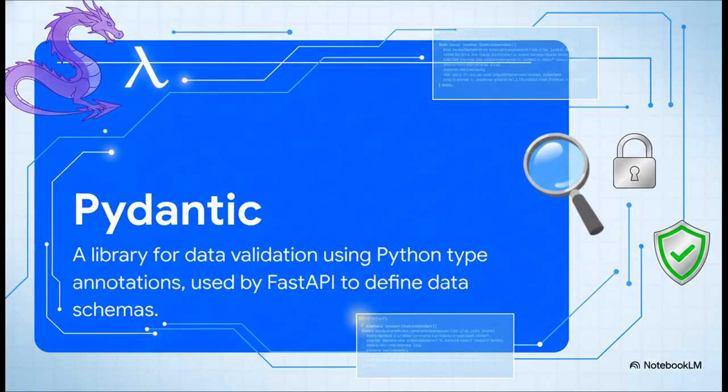Well, FastAPI has a really elegant solution for this. It's deeply integrated with a library called Pydantic. What it does is leverage Python's own type annotations, those type hints you're probably already using, to define the exact shape, type, and constraints of your data. This creates an automatic, powerful layer of validation without you having to write a ton of boilerplate code.